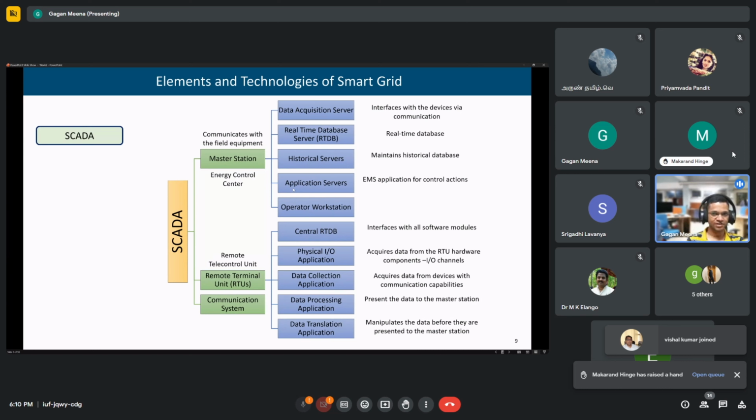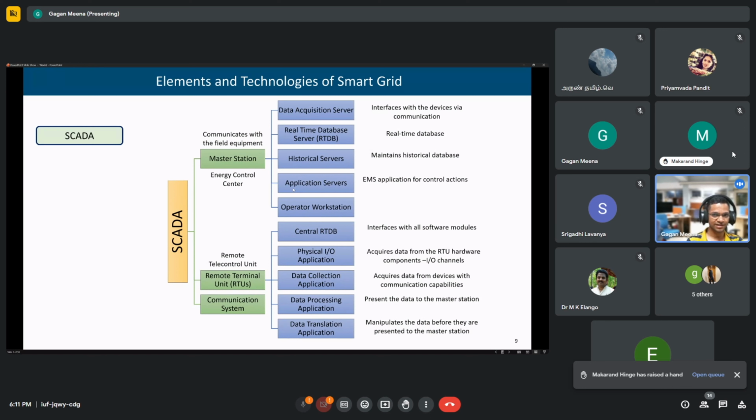So master station has these five other components. First is the data acquisition server, which will acquire data. It interfaces with the devices via communication. So the RTU will communicate with the master station, and that interface is provided by the data acquisition server.